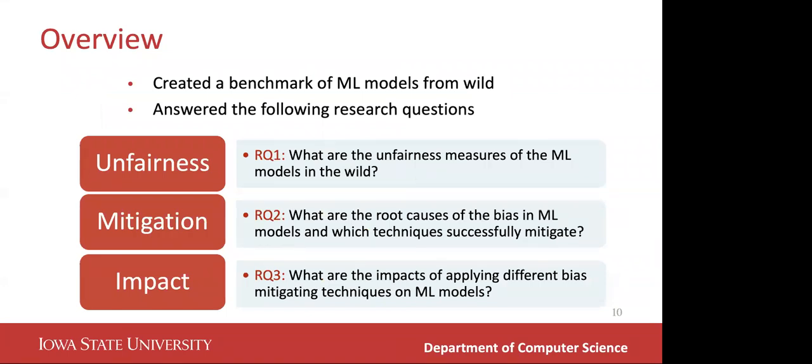This is the overview of our work. We have created a benchmark of ML models from the wild, and then we have answered the following three research questions. Broadly, we have measured the unfairness: what are the unfairness measures of ML models in the wild? Then we asked what the root causes of the bias are. We tried to see what is causing the bias and which techniques successfully mitigate it. And we have also done a comparative study to look for patterns across different classes of datasets and tasks, and how different mitigation techniques are related to fairness. And finally, after applying the mitigation techniques, we looked at the impacts, like the performance changes, and whether the prediction is still valid or not.